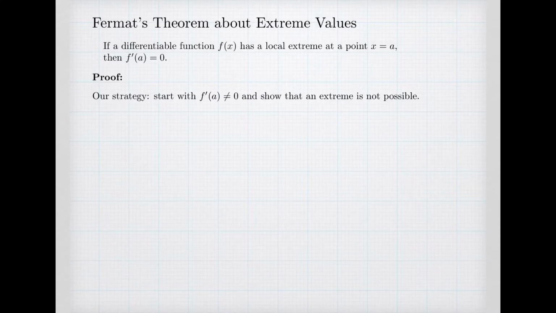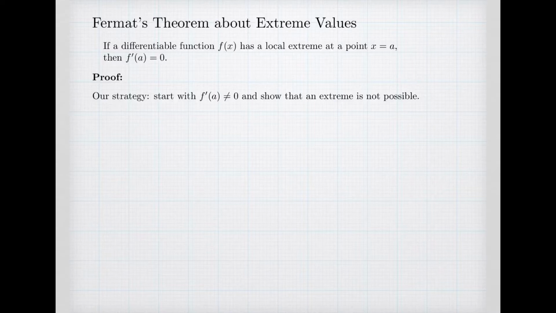Fermat's theorem about extreme values talks about a function that has a derivative everywhere, and we want to understand something about its extreme values. Here's one possible way of stating Fermat's theorem. If a differentiable function f of x, so this means that f prime of x is defined everywhere, has a local extreme at a particular point, so by a local extreme we mean that there's a maximum or a minimum at a point, at least in its neighborhood, then that means that the derivative at the point equals 0. This is the consequence.